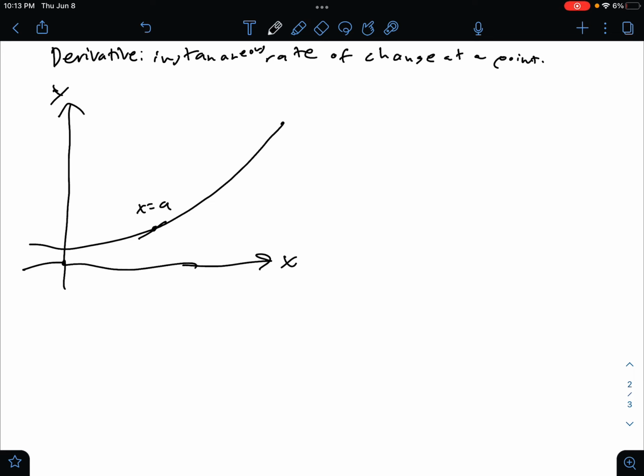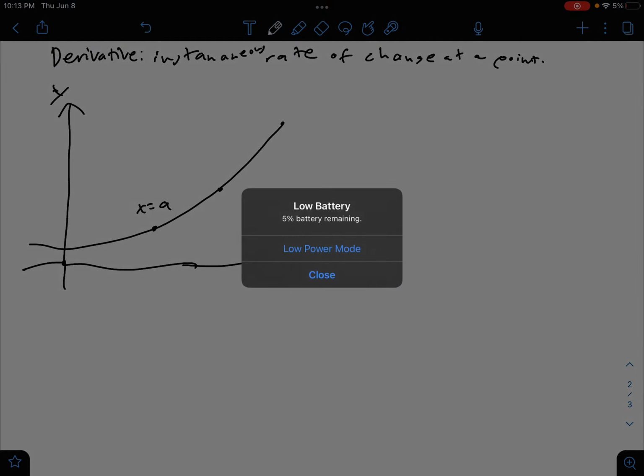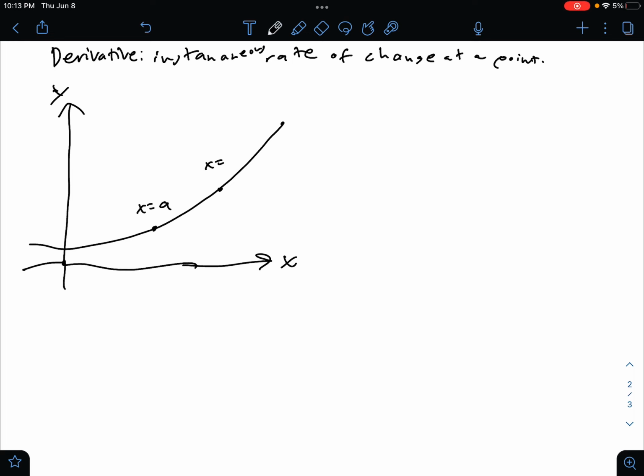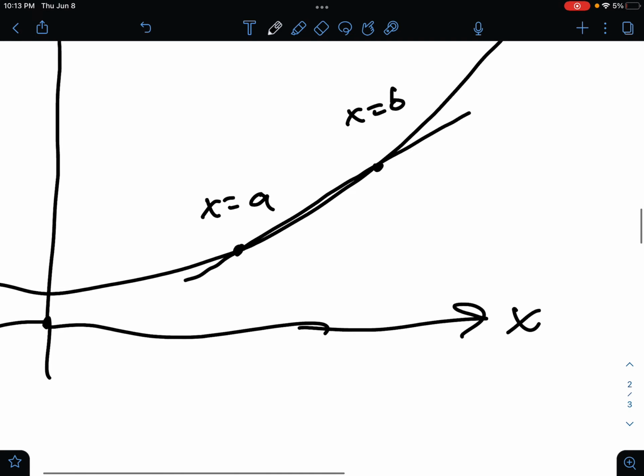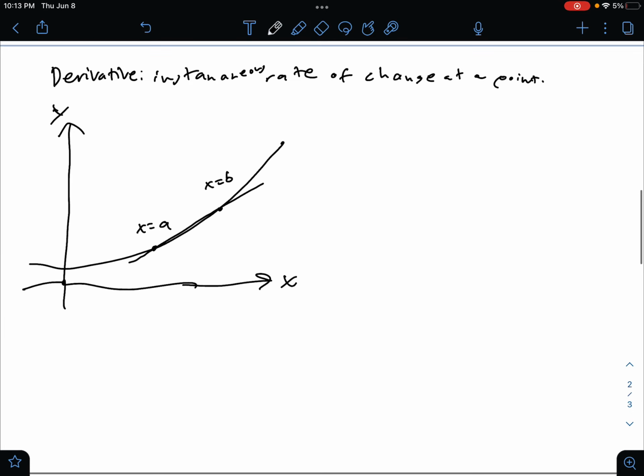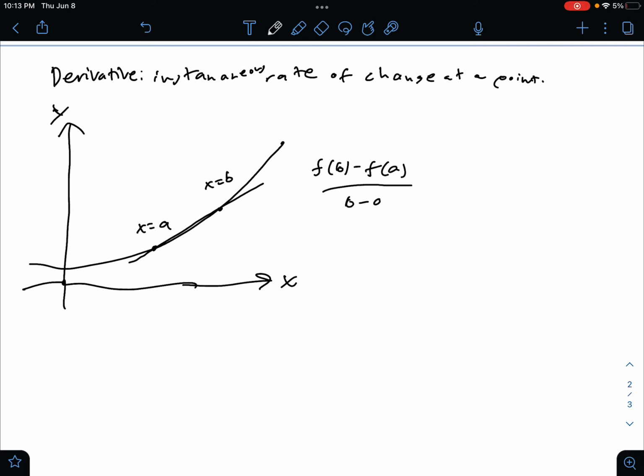Now, this is pretty tough to do accurately, graphically. So let's just use a secant line, for example. So let's pick another point on the graph. Let's pick x equals B. This is just some arbitrary point. We draw a secant line, so it would be like this. Now, this seems like it's really close to the slope of the line. And as you may know from geometry, the formula for a secant line is f of b minus f of a over b minus a.